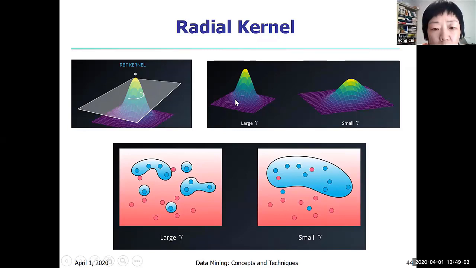Okay, so far, any questions about gamma? Okay, thank you.